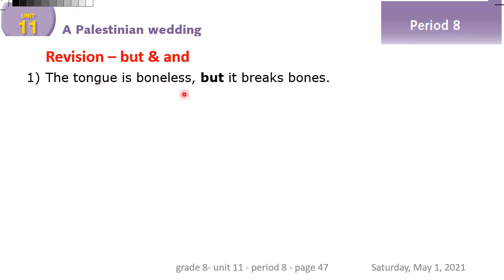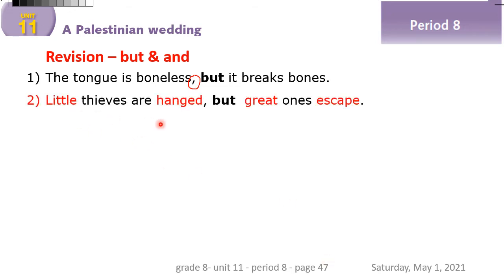Look carefully, comma before but. The second example: little thieves are hanged but great ones escaped. You can note again here the comma before but. So little thieves are hanged but great ones escaped.